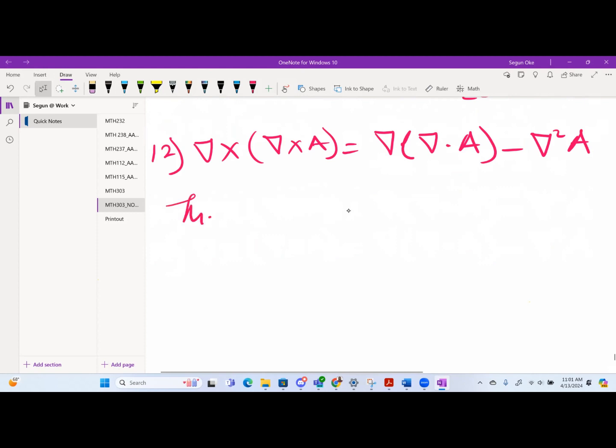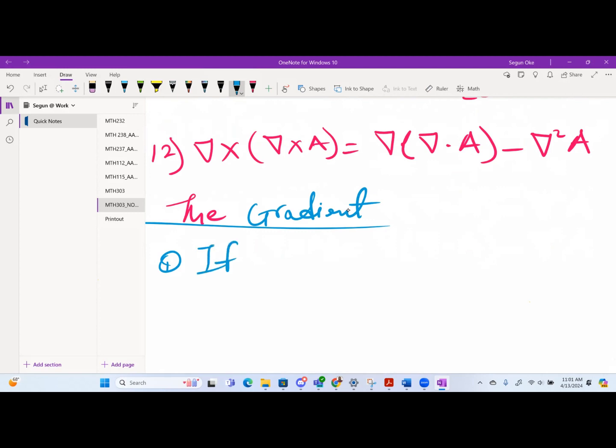So let's look at an example of the gradient. Example number 1 says: if phi of x, y, z equals 3x squared y minus y cubed z squared.